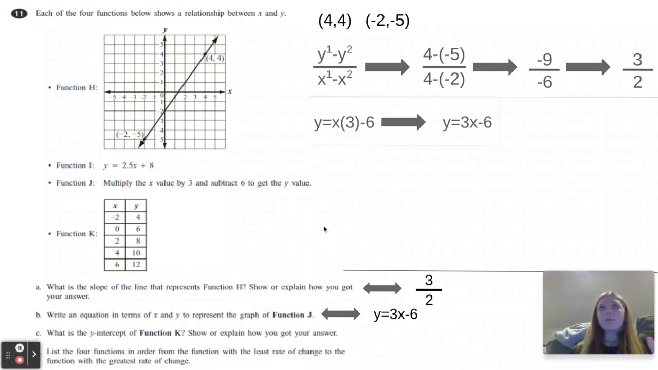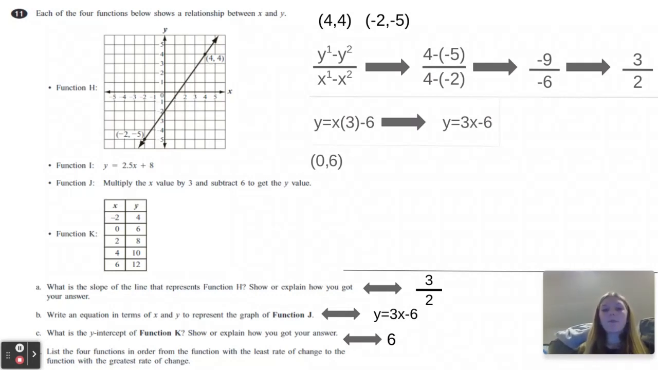So it would have to be 0, comma, a number. But we don't have to do any work because we can see it right here, 0, comma, 6. So we have to find out what y is, but we see 0, comma, 6. So the y-intercept for function k is 6.